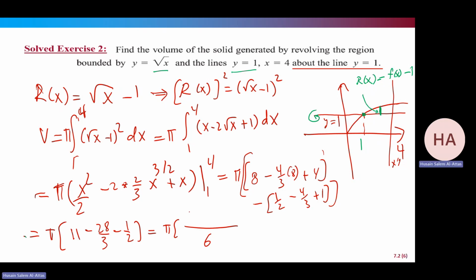I have what? 66. 6 over 3 is 2. 2 times 28 will be 56. Minus 3. So that'll give me what? 10 minus 3, 7 pi over 6. That will be the answer. I'm doing it step by step.